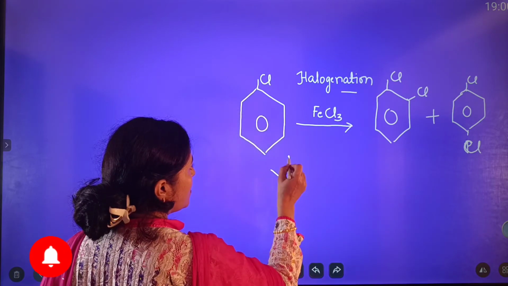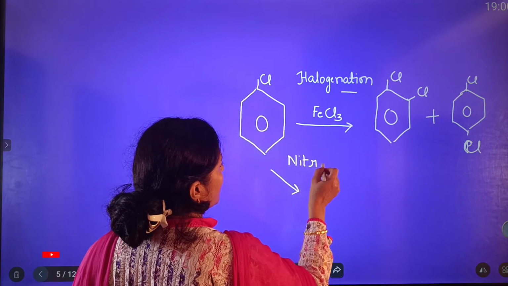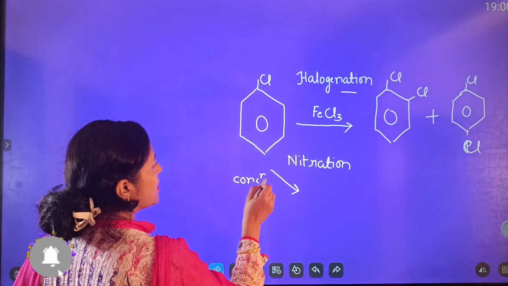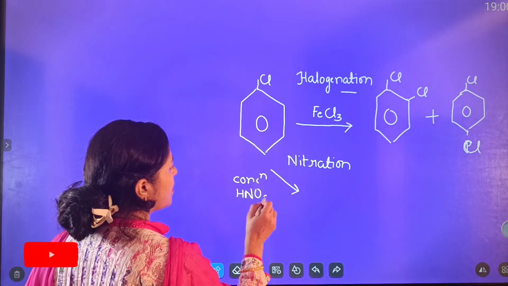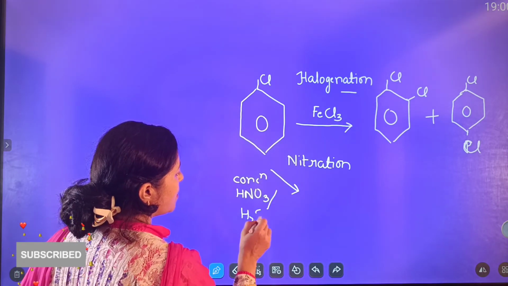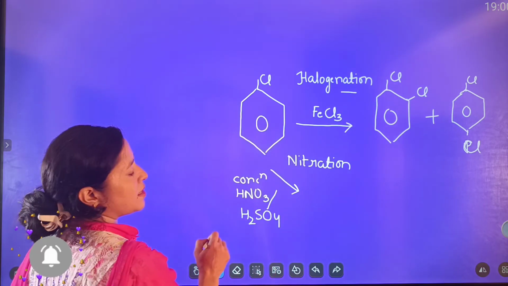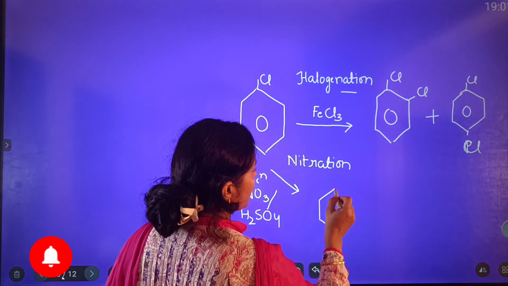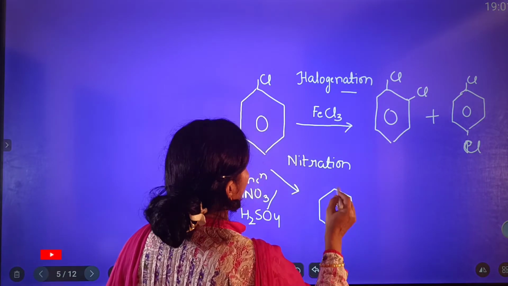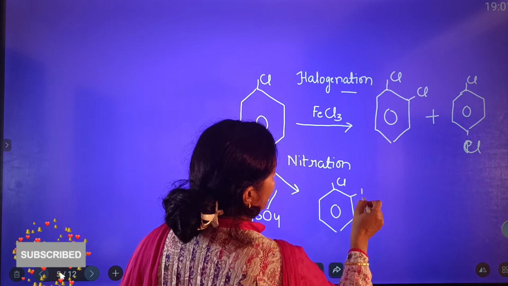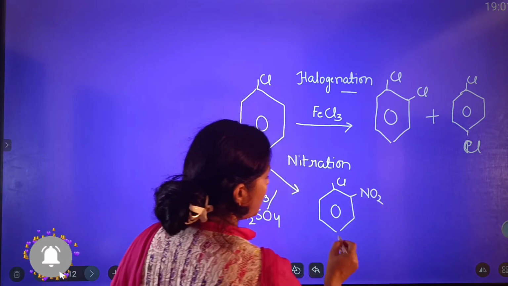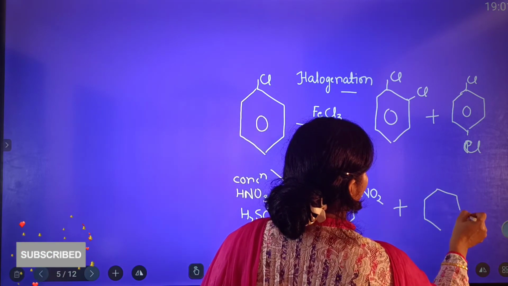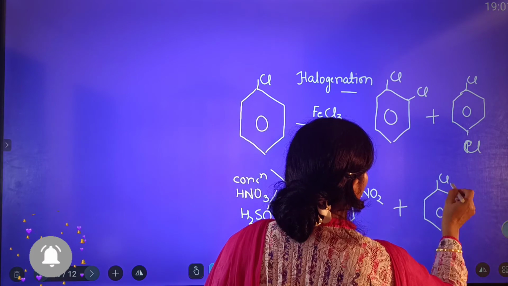Our next reaction is nitration. Nitration takes place in the presence of concentrated HNO3 and sulfuric acid. It is only in the presence of sulfuric acid that we get the electrophile NO2 positive. This NO2 positive electrophile gets generated and will attach itself at the ortho position and at the para position. We get a mixture of both the products.